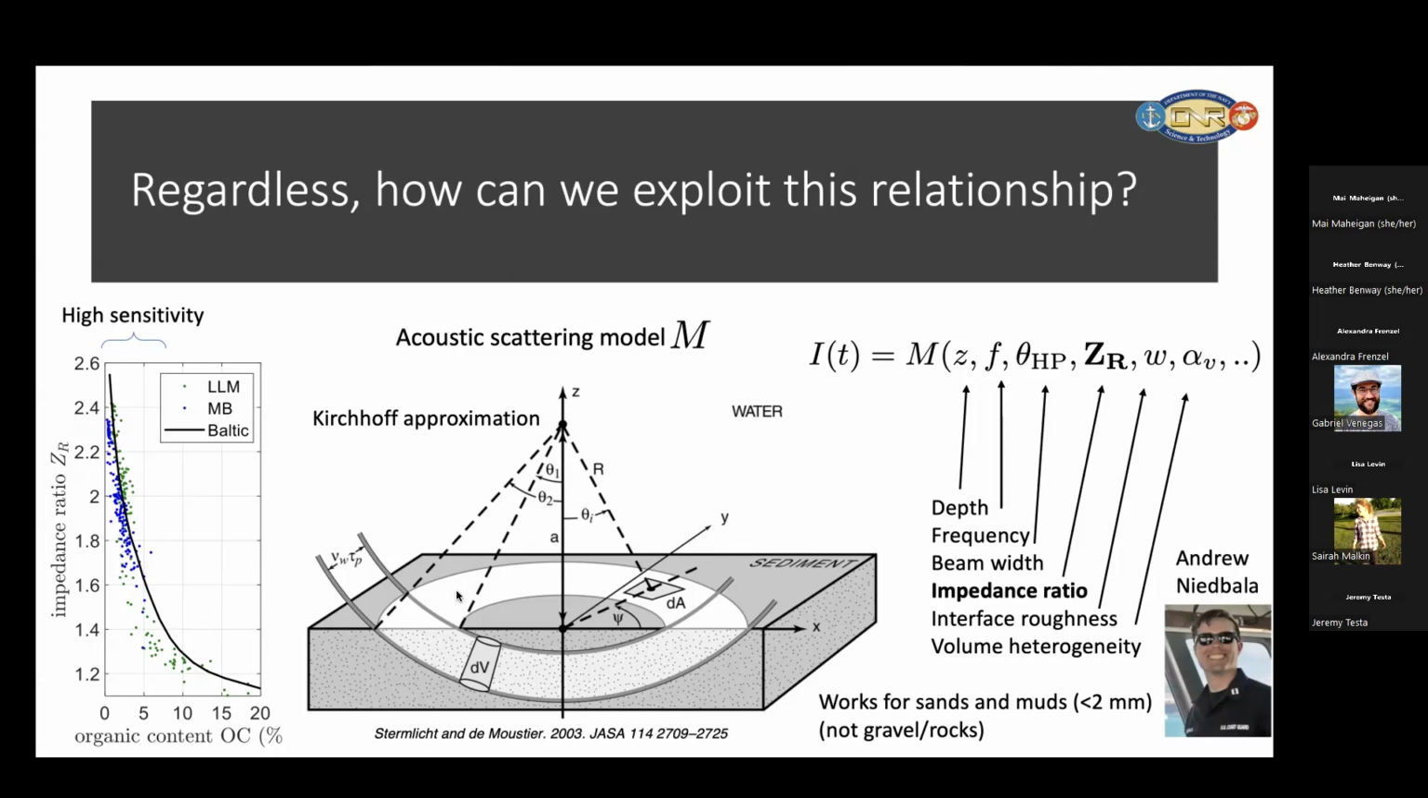And so you get the depth, your frequency, this impedance ratio I was talking about before, interface roughness, volume heterogeneity, and Andrew, right there, my master's student, has been coding up this model in Python, and we're trying to make it publicly available for a reason I'll talk about in a second. And this model works really well for sands and muds and clays, not so much for gravels. So these physics-based models use this Kirchhoff approximation that I want to talk about, but it's not valid for those really coarse sediments.